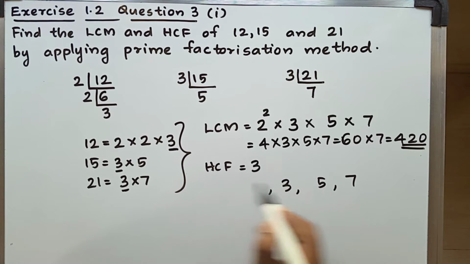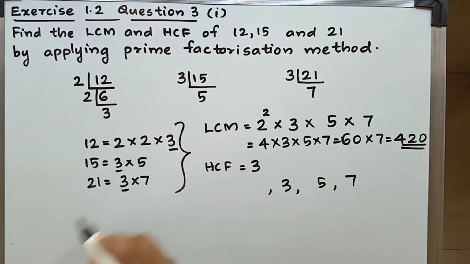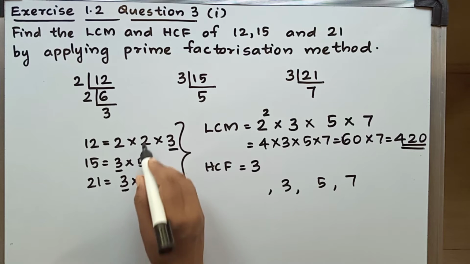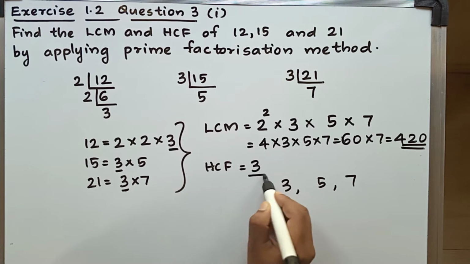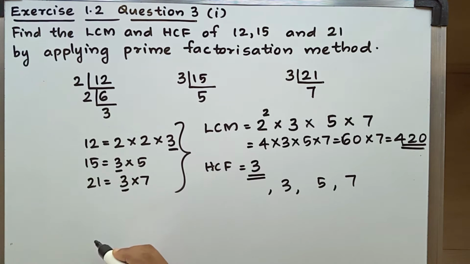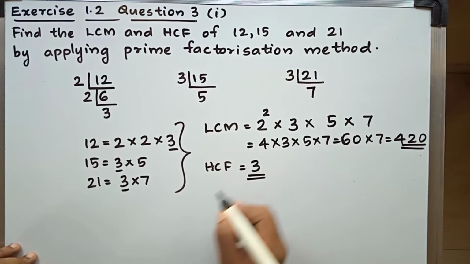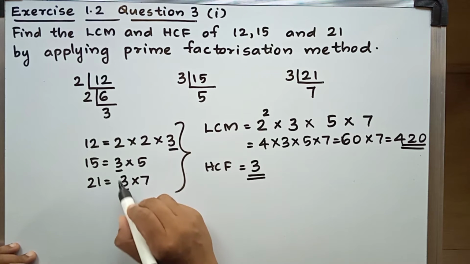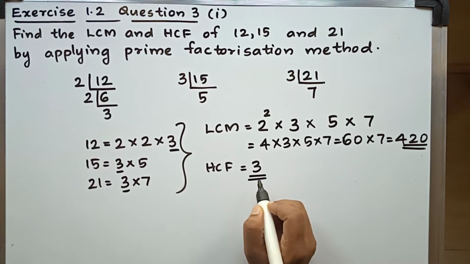Now 5 comes here but not in the other two numbers. 7 also is like that. See, not in the other two numbers, only here. So 3 is the highest common factor of these three numbers. Why we do not take 3 square and all here? See, 3 comes only once in all these numbers, no? That is why we take only 1 3.